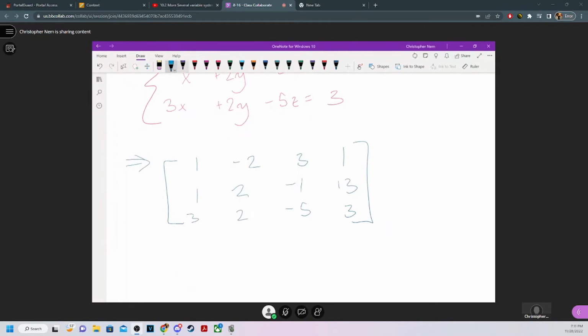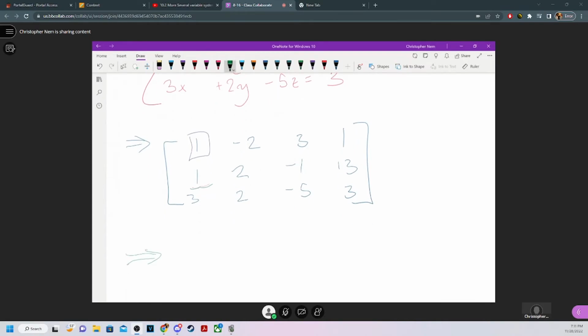So the leading coefficient, if I want to turn this into row echelon form, this has a leading coefficient of 1. So I'm happy about that. However, remember, your next leading coefficient has to be to the right of it. So that means this entry right here needs to be a 0 somehow. So how do I turn that into a 0? Well, you should have multiplied row 1 by negative 1, plus row 2, and you're going to send that to row 2.